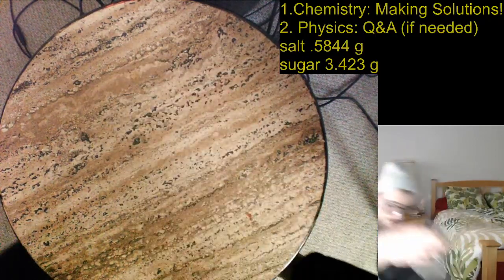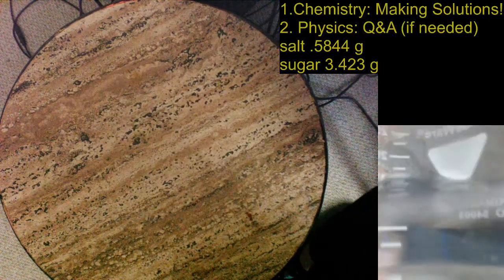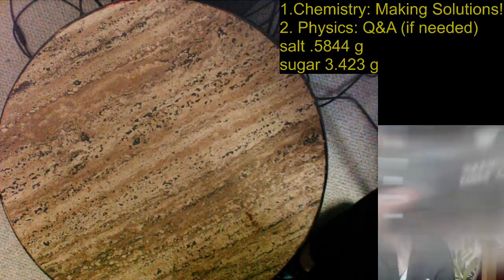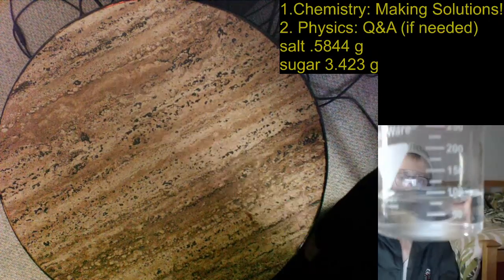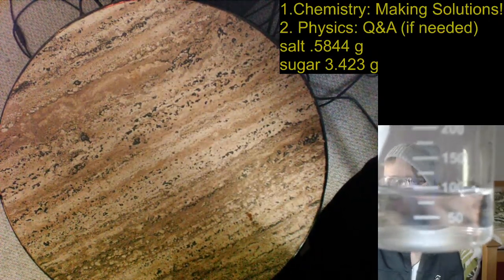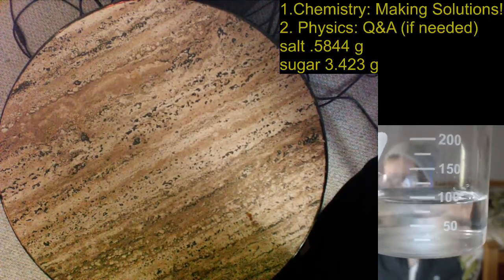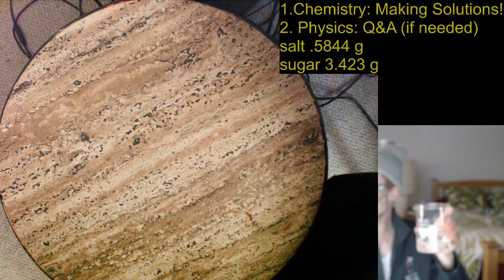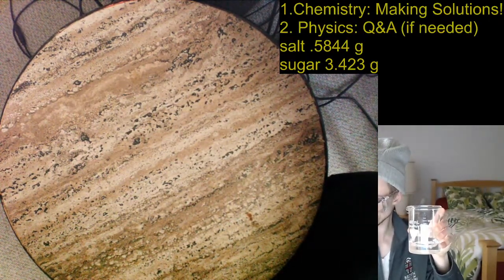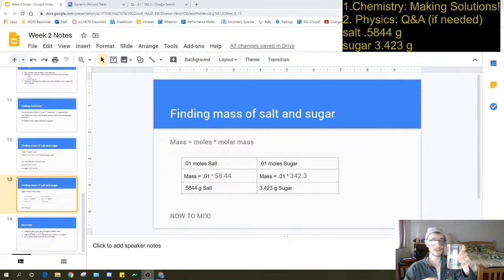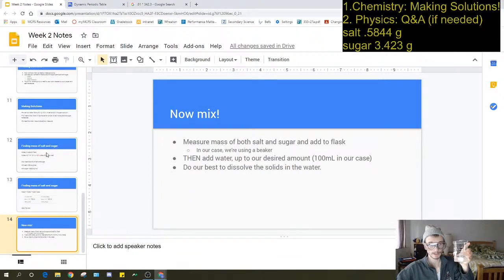There doesn't appear to be any salt or sugar there at the bottom. I'll even put it up to this camera, see if you can see it there. Pretty much perfectly dissolved. You'll also see that I'm awfully close to the 100 milliliter mark on this, though it's hard for me to hold it level for you to see, but just about the 100 milliliter mark. So we've done it. We basically successfully made a 100 milliliter solution of 0.1 molar salt and 0.1 molar sucrose or sugar. So we have a 1-to-1 ratio.